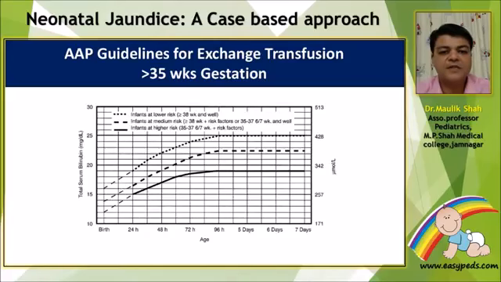AAP guidelines for exchange transfusion are the same as they were for the phototherapy consideration. However, the levels of bilirubin here are different. The first 24-hour line or the cutoff values are dashed simply because there is an uncertainty in this particular nomogram for the first 24 hours. So one must have their unit policy on what to do in this first 24 hours when early onset jaundice babies do come across.